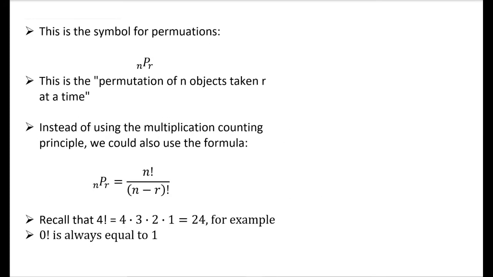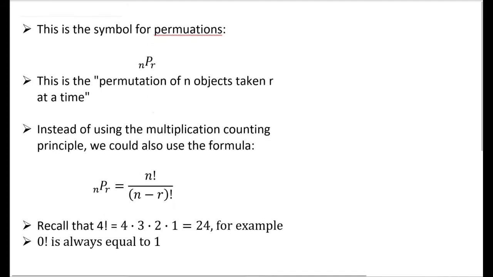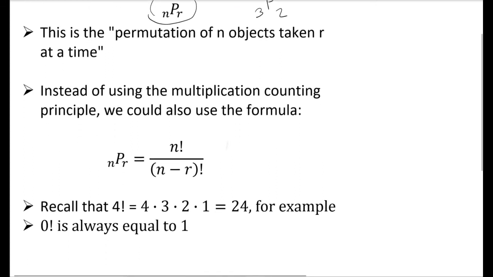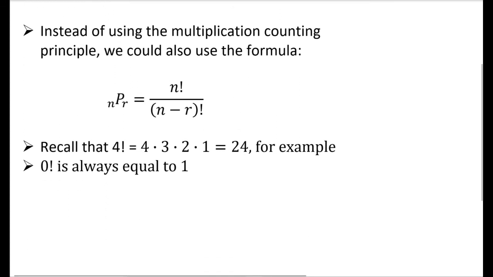All right, so now we're going to look at another way of calculating permutations. So we used the fundamental counting principle to calculate permutations, but now let's look at an alternative way. So this is the symbol for permutation. And this is read as the permutation of n objects taken r at a time. So in the case of P(3, 2), this is read as the permutation of 3 objects taken 2 at a time, for example. So instead of using the multiplication counting principle, we can use the following formula.